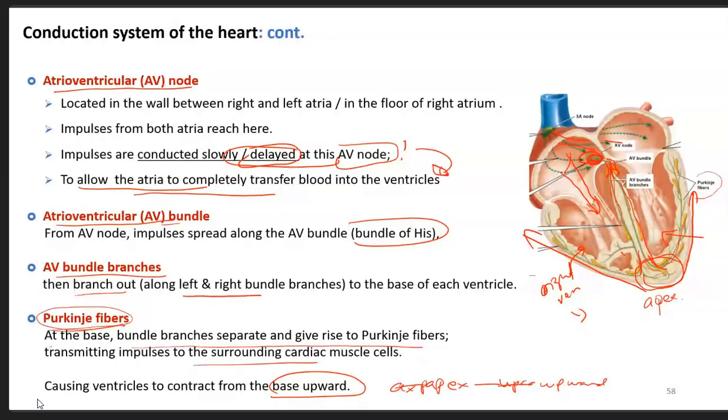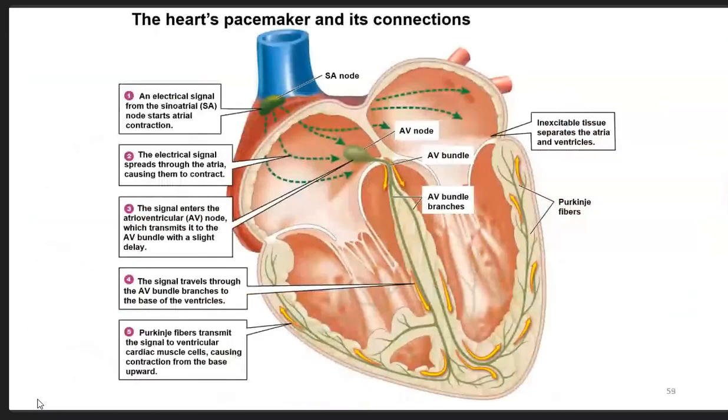So the ventricle has to start contracting from the apex, from the base of the ventricle upward. This is to push the blood out of the heart into the aorta and also into the pulmonary artery. Pulmonary artery into the pulmonary circuit, aorta into the systemic circuit. Itu akan kita tengok balik lah yang blood circulation. Okay, so the heart pacemaker and its connection.